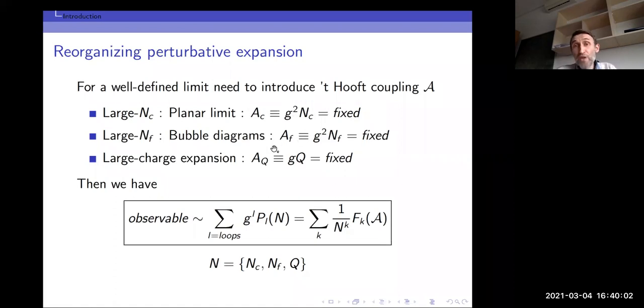In the large charge expansion limit, it will be g times Q, which we have to fix. It's a different power of Q because I'm not talking about gauge series. I'll be talking mostly about the scalar field series. So the power of the coupling will be different. It will be not the gauge coupling, but the typical quartic interaction. That's why it's g to the first power. But the philosophy is very, very similar. So this is our setup for the large charge expansion.